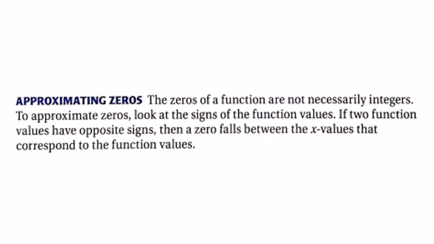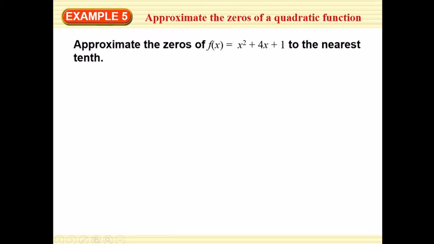The zeros of a function aren't always necessarily those integers that I've seen in the last couple of examples. So to approximate the zeros, look at the signs of the function values. If 2 function values have opposite signs, then the 0 falls between the x values that correspond. So let's go ahead and look at an example and figure out what that means. Approximate the zeros of f of x equals x squared plus 4x plus 1 to the nearest tenth.